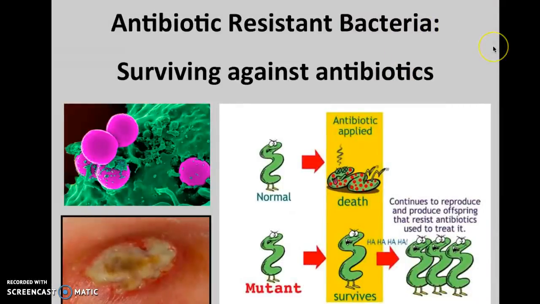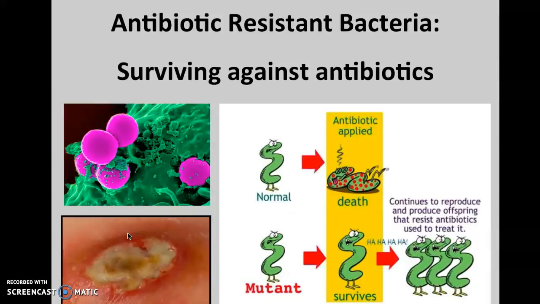Another example we talked about during biotechnology was antibiotic resistant bacteria. Bacteria are living things. This is an example of a skin infection called MRSA, and we're seeing a lot of bacteria are resistant to antibiotics that we're using to try to kill these bacteria so we don't get sick. But bacteria are living things, and so they evolve and change to try to survive.